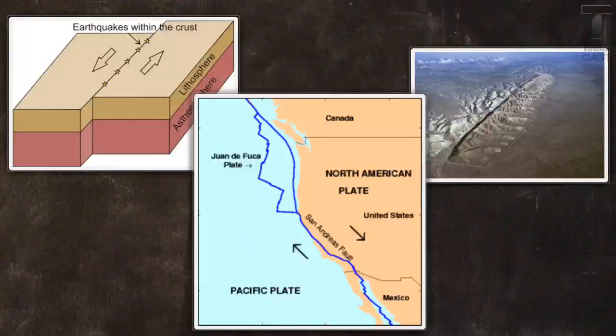The real-world example for a transform boundary would be the San Andreas Fault, where the Pacific plate and North American plate slide past each other, as you can see in the middle picture. Now with this motion comes earthquakes, which you can see in the left picture. The right picture is a real-world picture of the San Andreas Fault. Now, earthquakes can occur at any plate boundaries, but they're most often associated with transform plate boundaries.